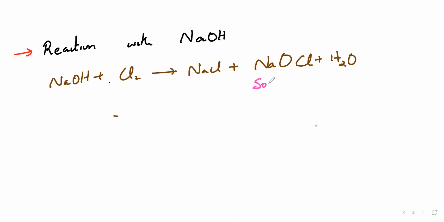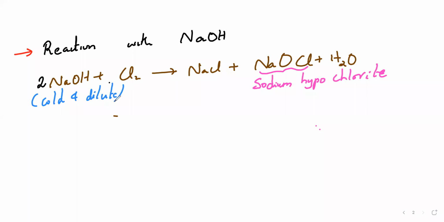I'll write down what NaOCl is. It is sodium hypochlorite. That is my NaOCl. Just to balance it, I'll put here 2. That's it. So this is in case of cold and dilute NaOH.